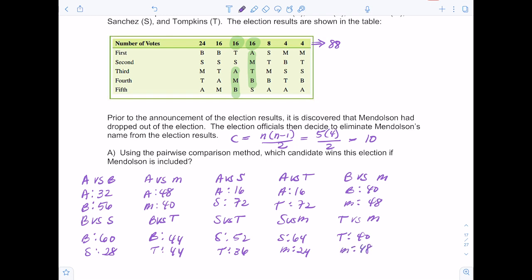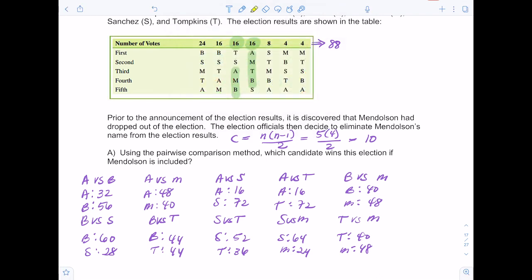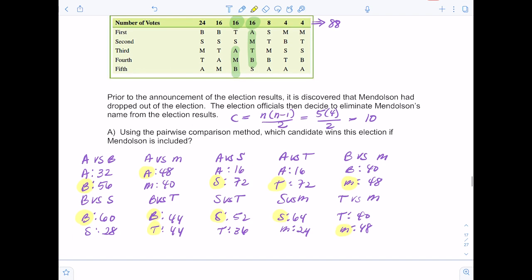Okay, now we're going to go through and figure out who won in each of the pairs. Whoever got the most points. So here we can see B, A, S, T, M, B. Okay, here we have a tie. S, S, and M. Okay, so let's go through and take care of A first.